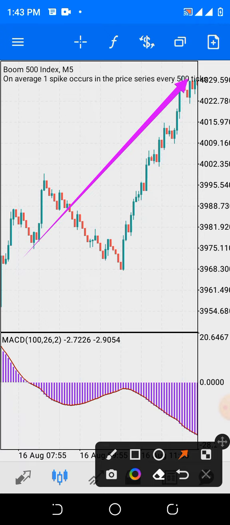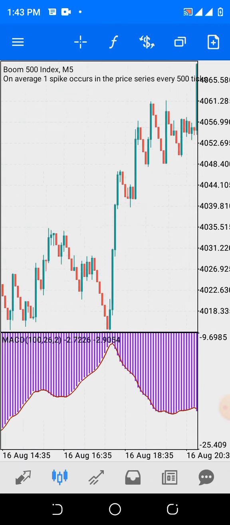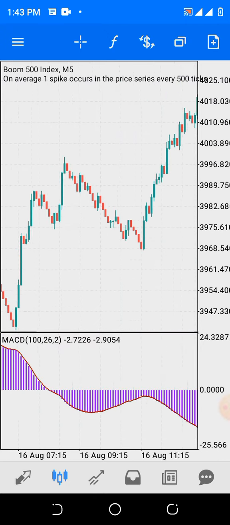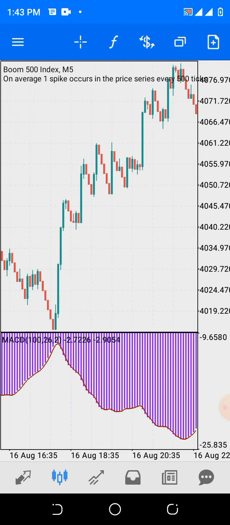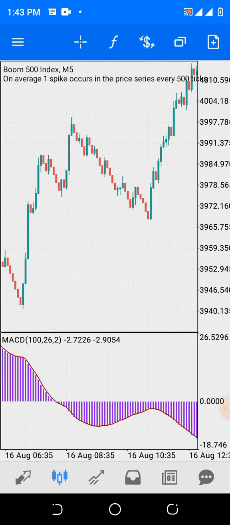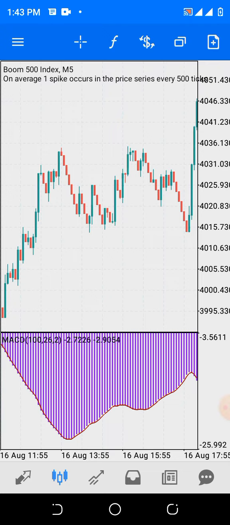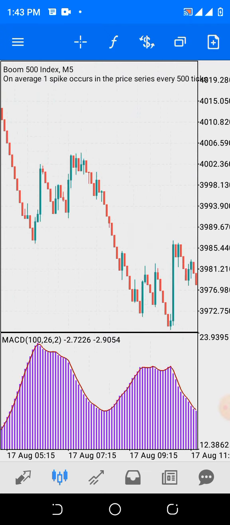Now you see it's still buying. This is Boom 500, and you know what it means to make a good entry on buying signals in Boom. You understand? So now look at another opportunity here. Now look at the crossing again. See the crossing.